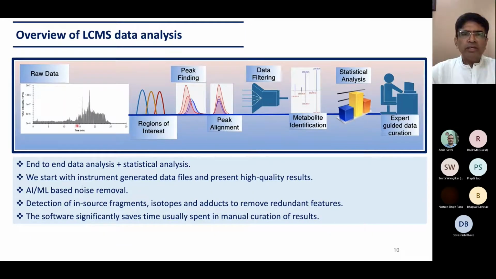In this overview of data analysis, we start with instrument generated data and analyze it through the entire pipeline, which involves identifying the regions of interest, aligning the peaks, filtering the data to remove noise, identifying the metabolites or the compounds, statistical analysis, and then at the end, a human expert needs to look at the data. In my lab, there are several students who actually do the experiments. They are from the biology sciences side, so they are the end users. Our objective is also to produce tools that can become web apps for the scientific community to use.